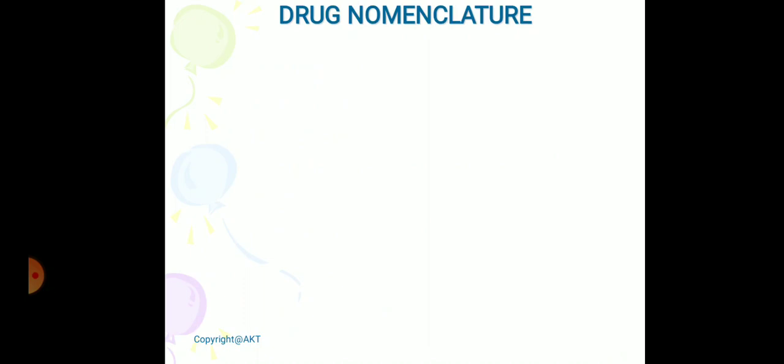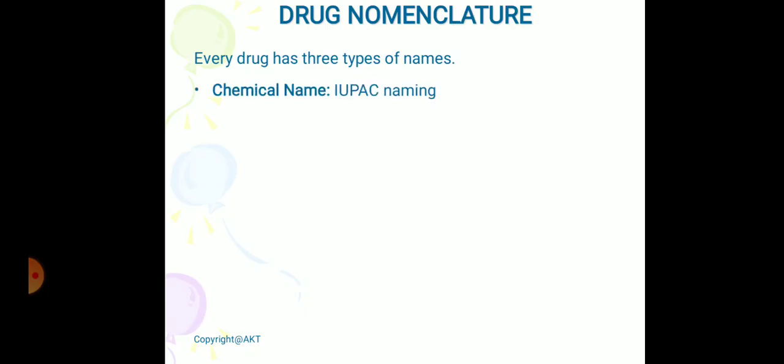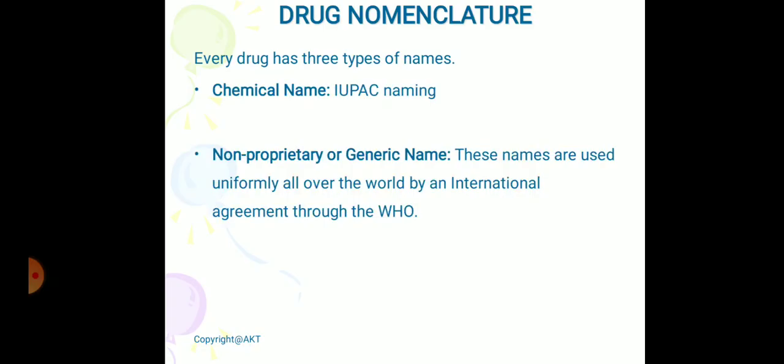Drug nomenclature. The drug can have 3 names. That one is chemical name as per IUPAC naming. You know, you have studied chemistry, how it is being named as per IUPAC, and non-proprietary or generic name. So these are the names which are used uniformly throughout the world by an international agreement with the WHO. So that means a particular drug will be having the same name throughout the world. So generic name can be used in any part of the world, you will get the same drug.